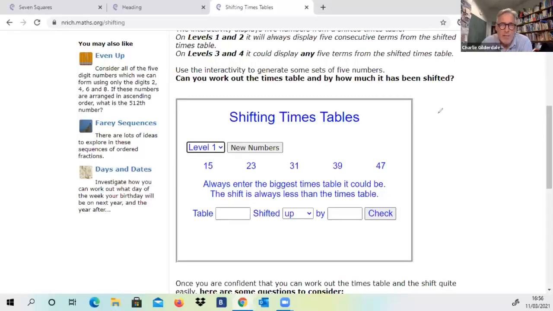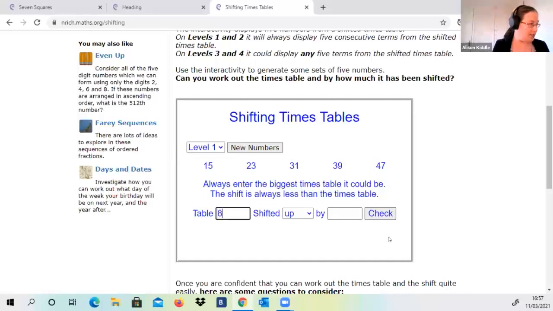And then when I look at the numbers, I notice they're all 1 less than numbers in the 8 times table, or they're all 7 more than numbers. So 23 can be thought of as 1 less than 24, but it can also be thought of as 7 more than 16. And the nice thing about the way this interactivity has been designed is that we can use either of those representations.